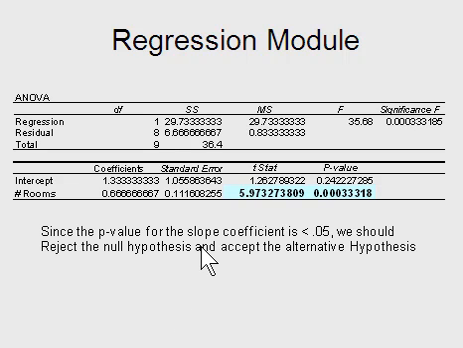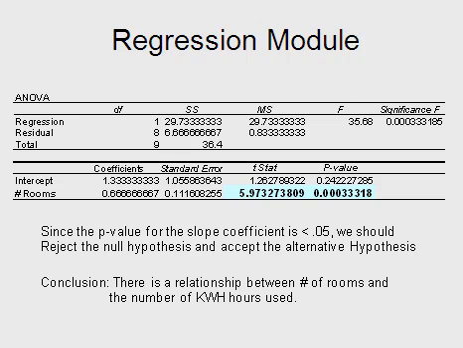That means that if we reject the null here and conclude that these two variables have a relationship, our chance of making a type 1 error would be much less than 5%. It would be even less than 1%. So our conclusion is that there is a relationship between the number of rooms in a house and the number of kilowatt hours of electricity used.